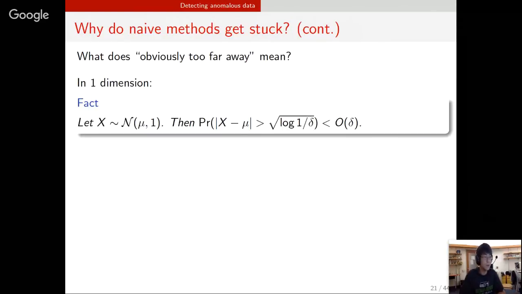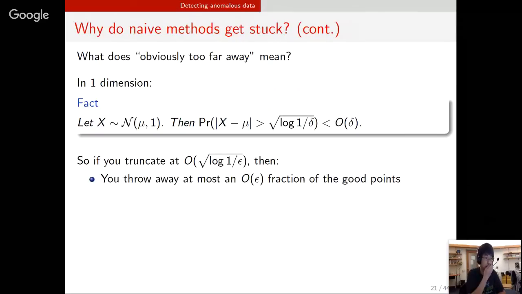So let's first do this in one dimension. The following fact is pretty much straightforward from the definition of the Gaussian. If x is drawn from a Gaussian with mean mu and variance 1, then the probability that x differs from its mean by more than square root log 1 over delta is less than O of delta. What this means is that if you truncate all points at O of square root log 1 over epsilon, so just throw away all points which have distance more than that from the mean, then the fact says you throw away only an O of epsilon fraction of the good points.